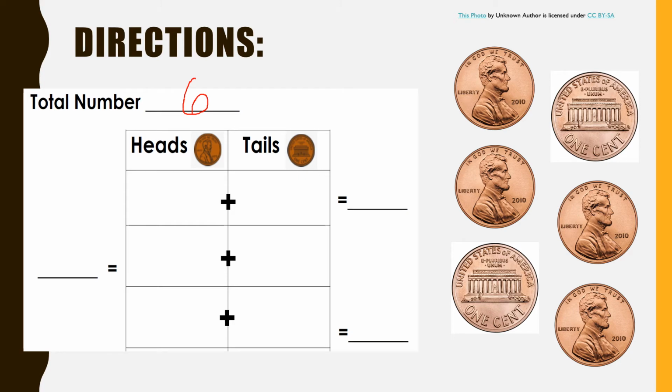So let's see. How many have the head side up? 1, 2, 3, 4. And how many with the tail side? 1, 2. Okay, and we know already that our total is going to be 6. So we have 4 plus 2 equals 6. 4 plus 2 is the same as 6.